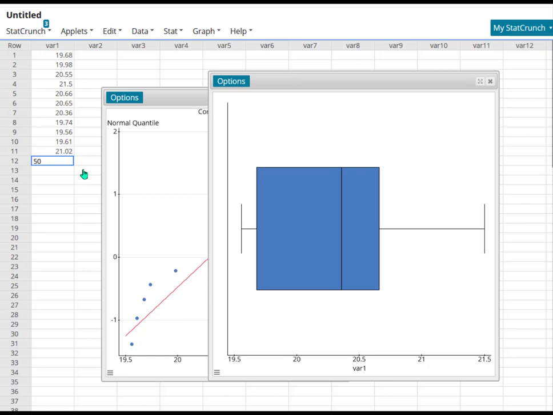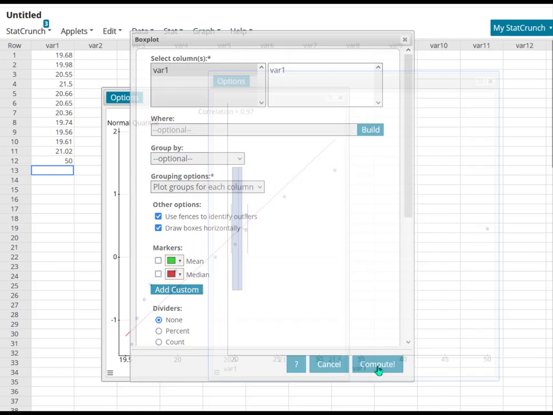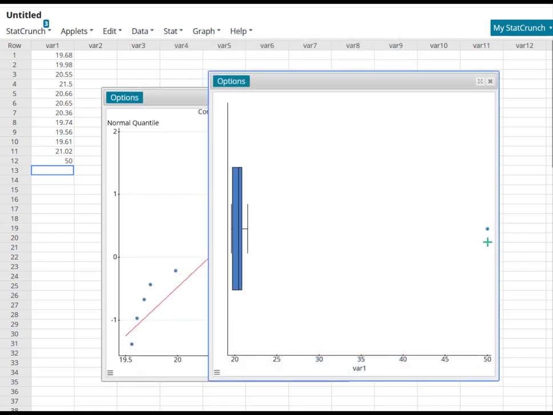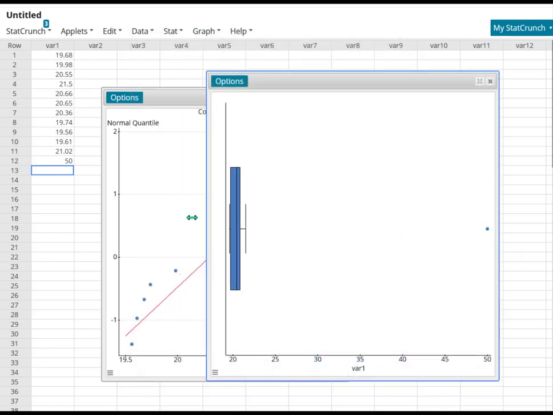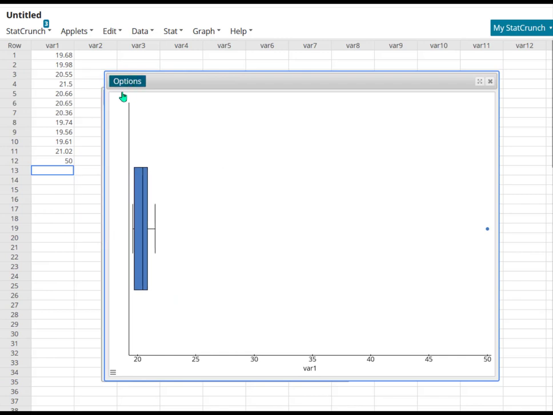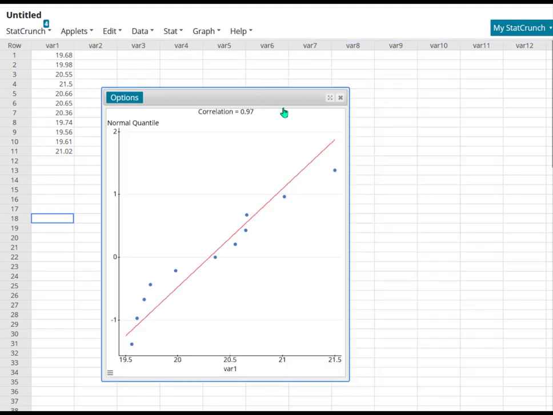Let's just put in something random here, and I'll recompute this and take a look. Yeah, so there's clearly an outlier over there. And so this data without that random number, there were no outliers. So this is normally distributed with no outliers. So we're good to go.